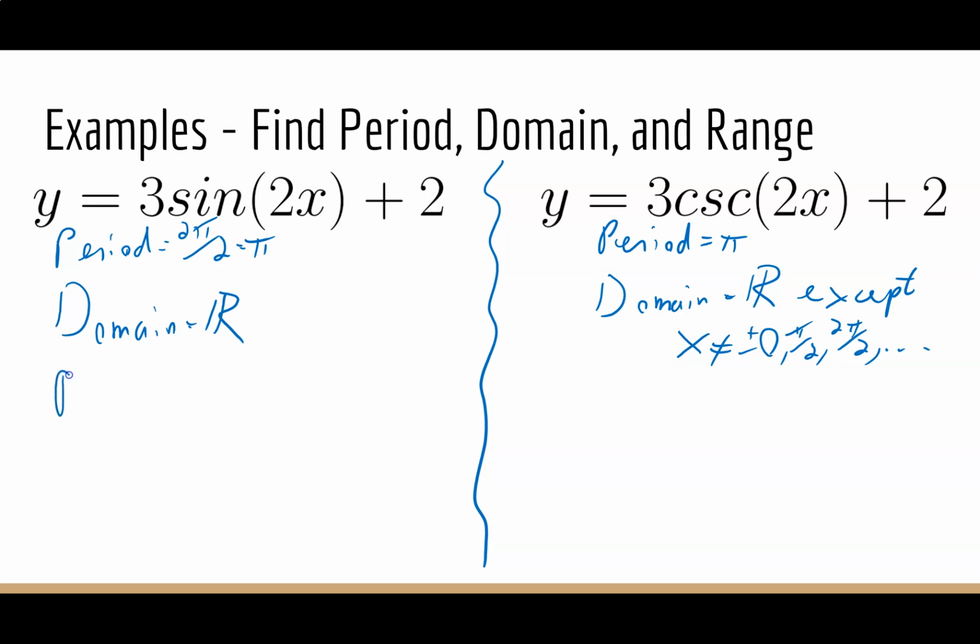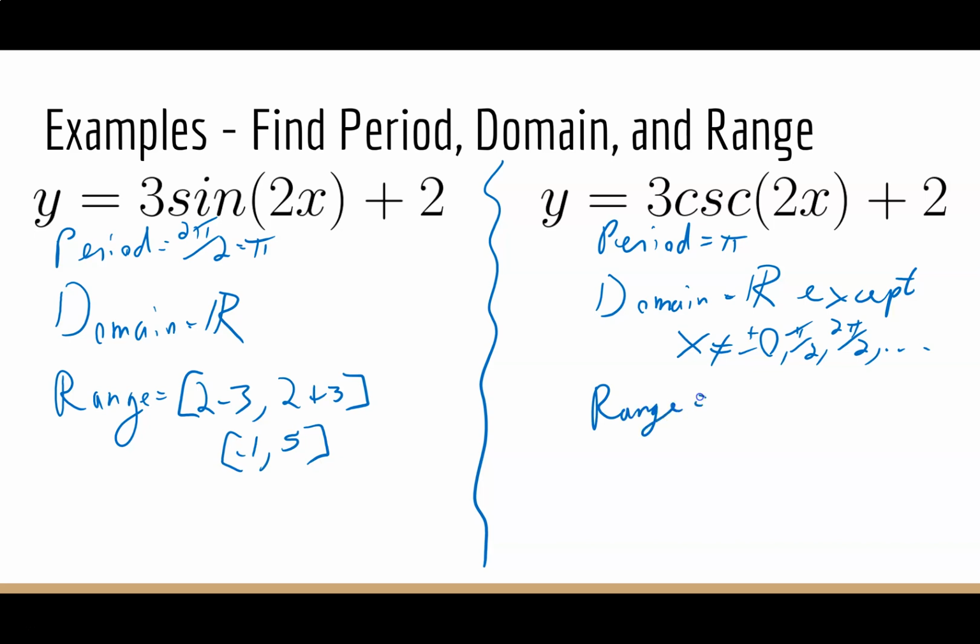And then over here, the range is going to be from midline minus amplitude to midline plus amplitude. So -1 to 5, which means the range over here is negative infinity to -1, and 5 to infinity.